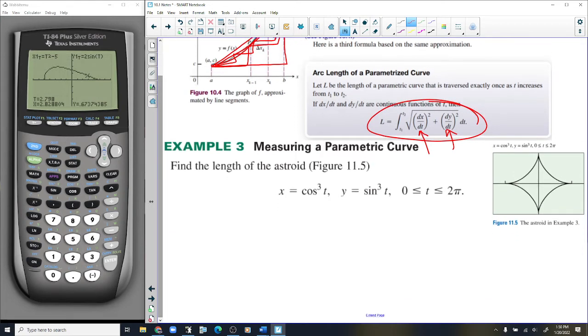So let's try this with example 3. Find the length of the asteroid. We need dx/dt, which is 3 cosine squared t times negative sine t. There's the derivative of x. It's very easy to plug the function in and square it, to forget to do the derivative part. It's very easy to do that. You can't forget to do the derivative. dy/dt is 3 sine squared t times cosine t.